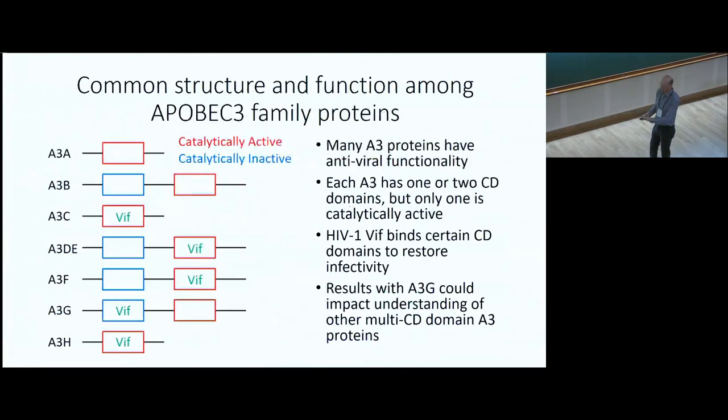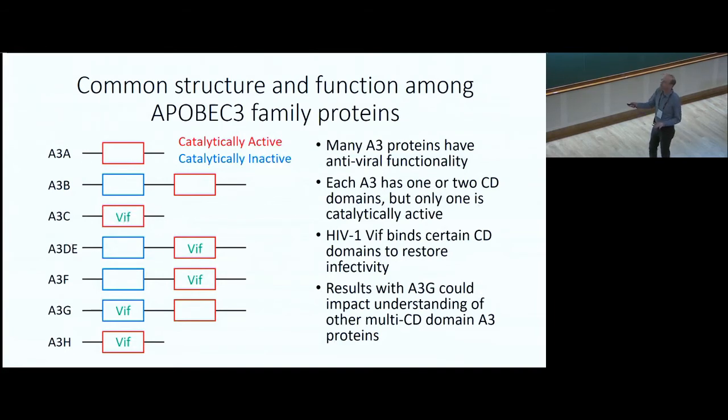Just to put it in context, there are these seven APOBEC proteins, and some of them have two domains, and some of them have one domain. They all have one deaminase domain, one active domain, and that's shown in red here. They also have these VIF binding sites, which is where the VIF binds and targets them for degradation. Some of them don't have VIF binding sites and aren't targeted for degradation, but they don't seem to inhibit HIV replication. So what is the point of them?